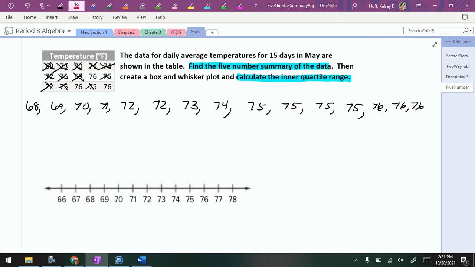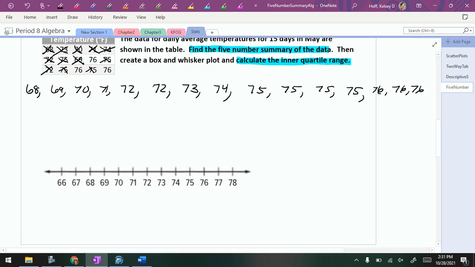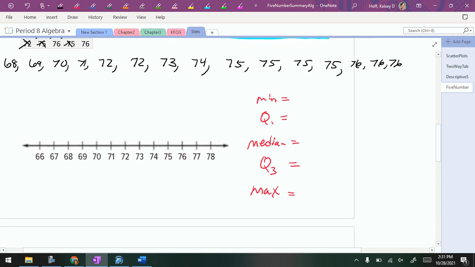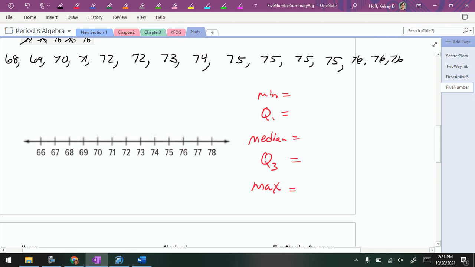Okay, so then what I usually do is list my 5-number summary vertically. Minimum, Q1, median, Q3, and your max. And now that your numbers are in order, it's actually super simple. What's your minimum? 68. What's your maximum? 76. How do I find the median?